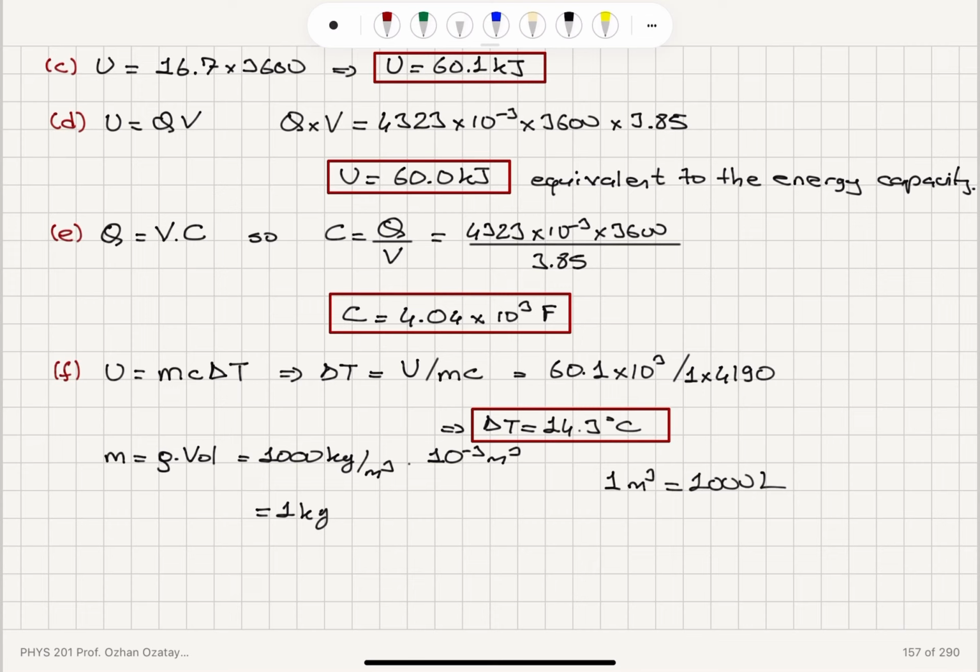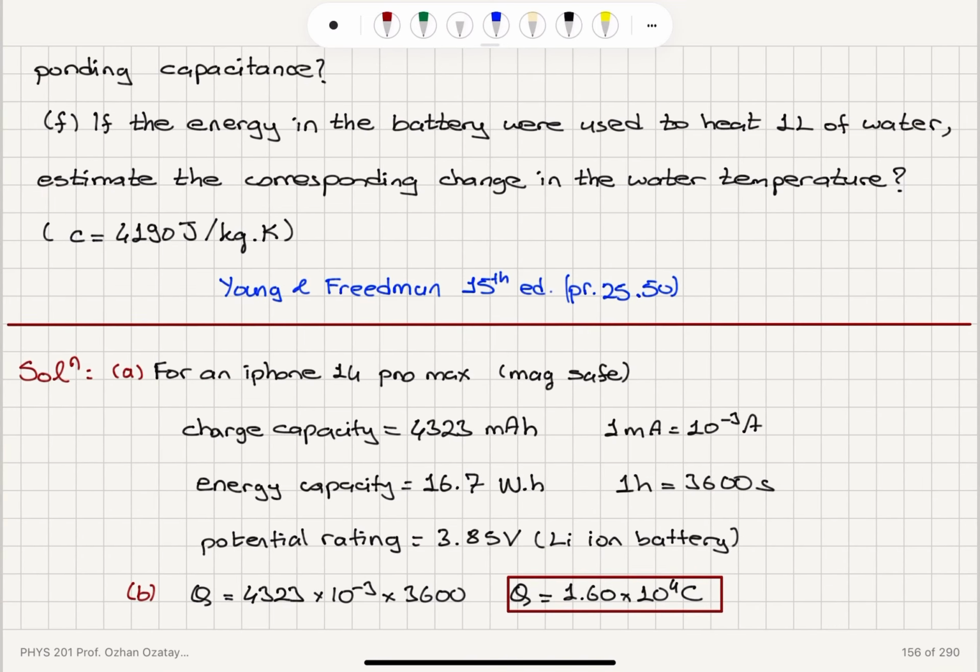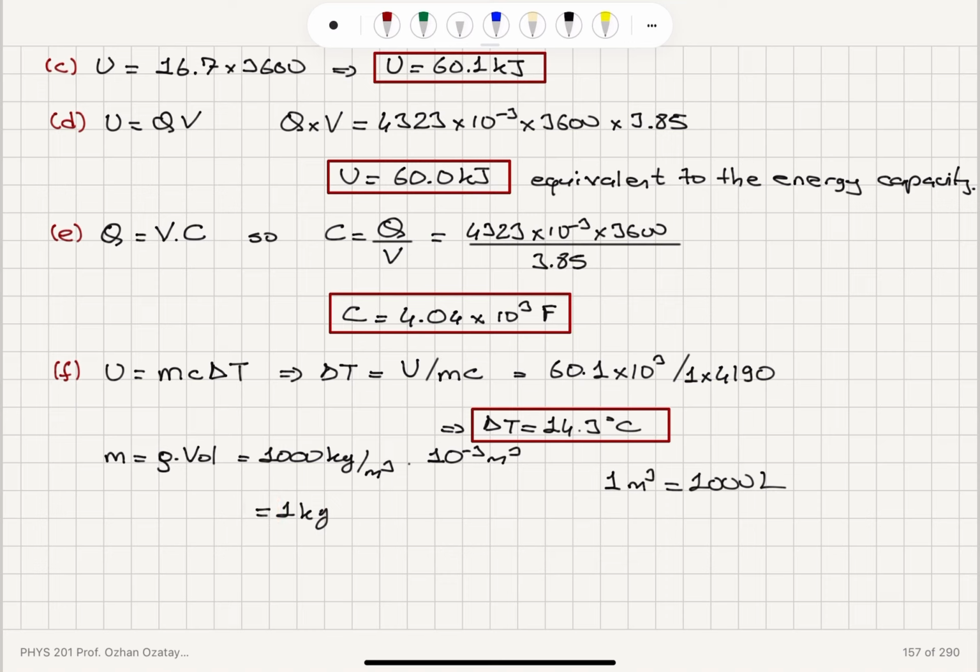And if I store this much charge on a parallel plate capacitor, the capacitance would be humongous, 4.04, 10 to 3 farads. And if I use this much energy to heat water, 1 liter water, I would see that its increase in temperature is U divided by mc, the energy supply divided by heat capacity, or mass times the specific heat, that is 14.3 degrees Celsius. Here I was careful about the conversion of units to find that 1 liter of water is actually 1 kilogram in mass.